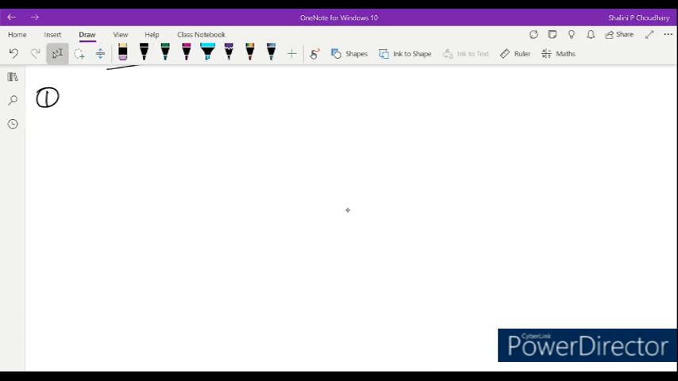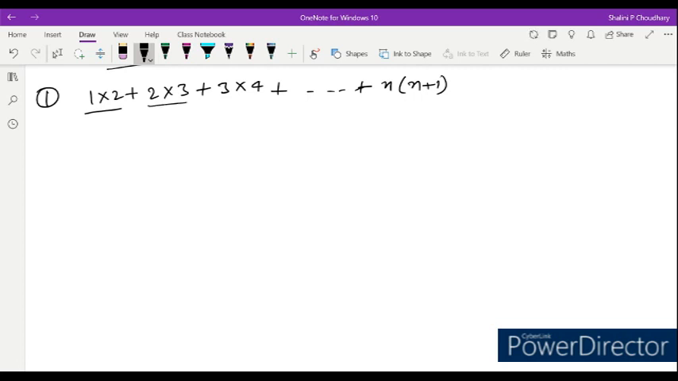The summation is given. What we have to find out is the summation of the terms 1 into 2 plus 2 into 3 plus 3 into 4 plus so on. So what will be the last term? The nth term will be n into n plus 1. Because the first term is 1 into 1 plus 1, the second term is 2 into 2 plus 1. So the nth term will be n into n plus 1.